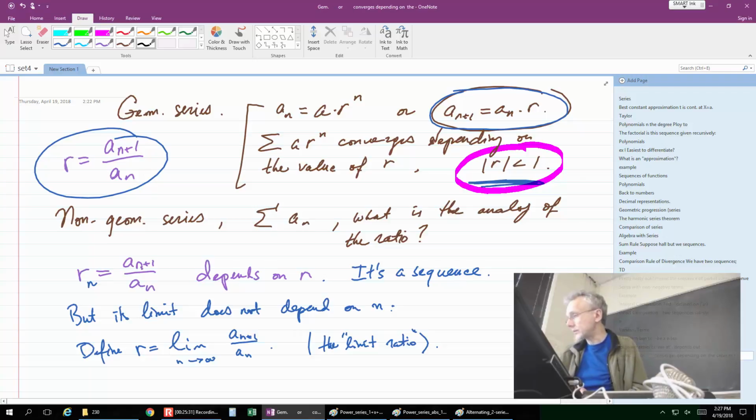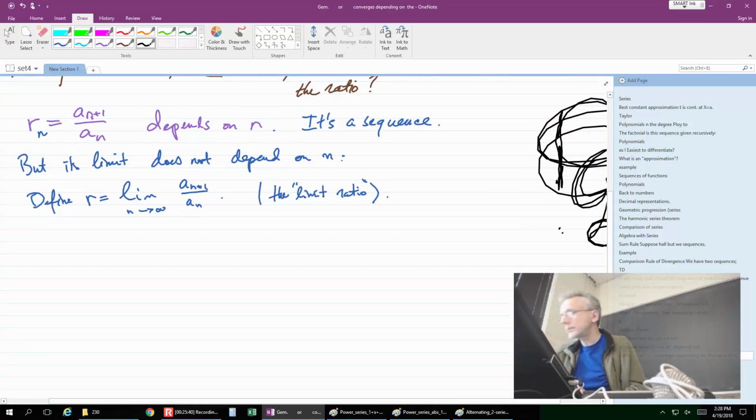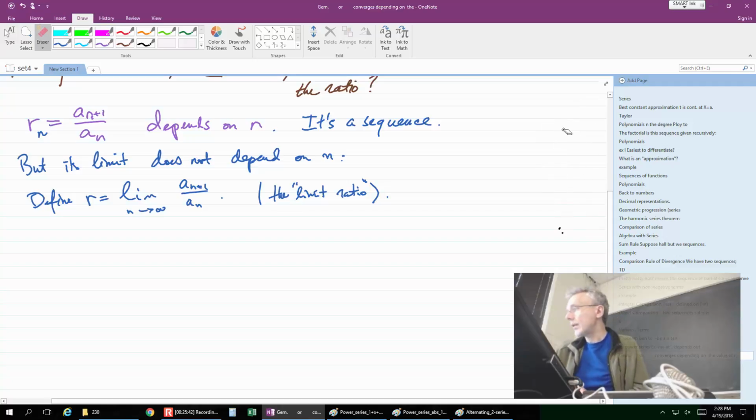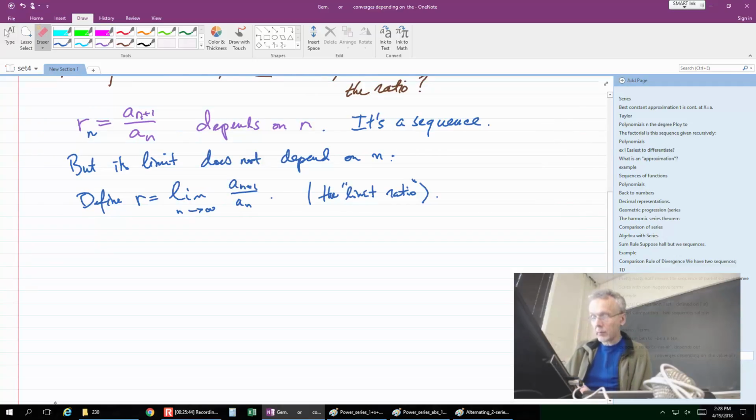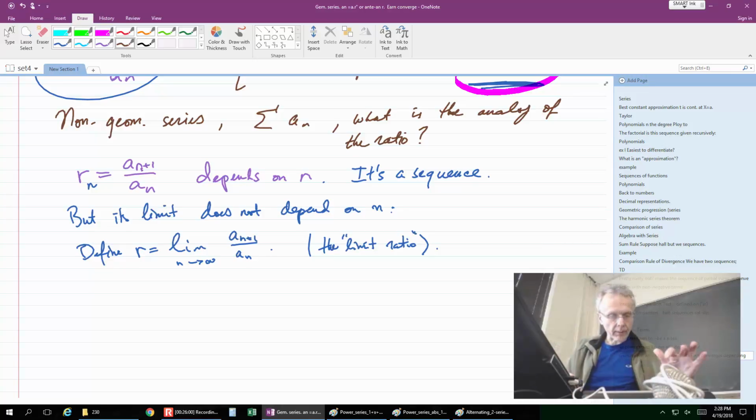We'll look at that limit, and the value of that number will tell us about the convergence of the series, as long as we stick with the positive term series. So that's the theorem. Let me just state the theorem.